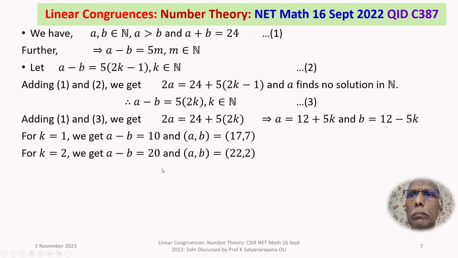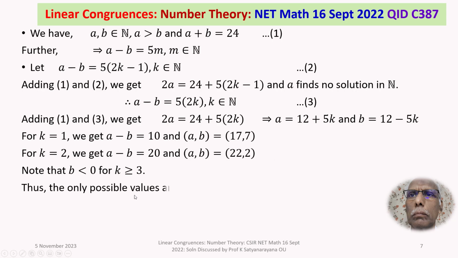Now suppose you take k is equal to 3. So you will get b value 12 minus 5 times 3, 15. 12 minus 15, that means b is negative. And so also for k is equal to 4, and so on and so forth. So for all k greater than or equal to 3, b is negative. But b belongs to N, therefore we cannot consider all those. So these are the only two possible answers.